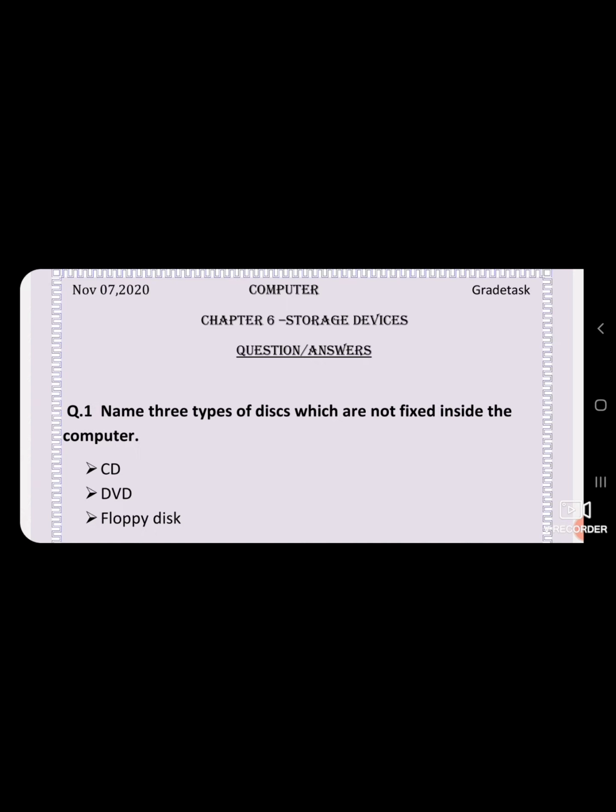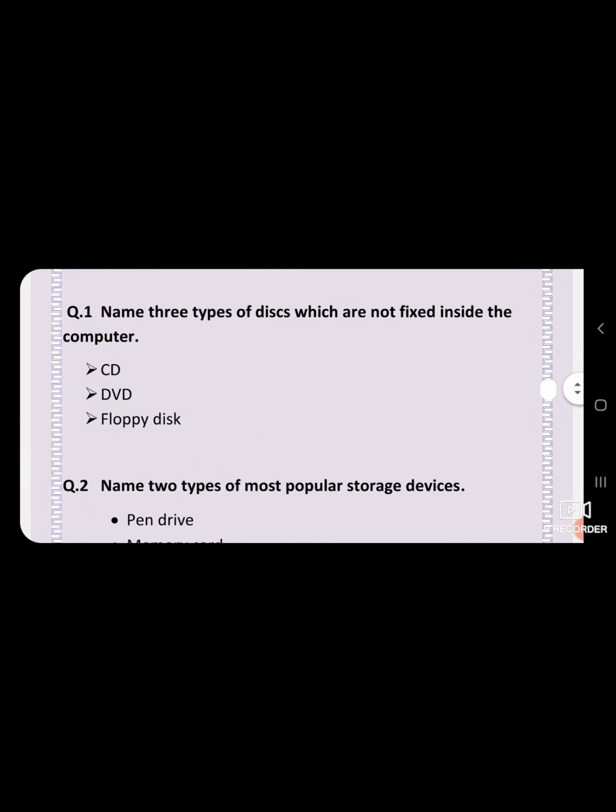Okay students, so let's learn the question answers. Question 1 is, name 3 types of disk which are not fixed inside the computer. My dear students, you have to name 3 types of disk which are not fixed. It means which are not fixed inside the computer. They are CD, DVD and floppy disk.